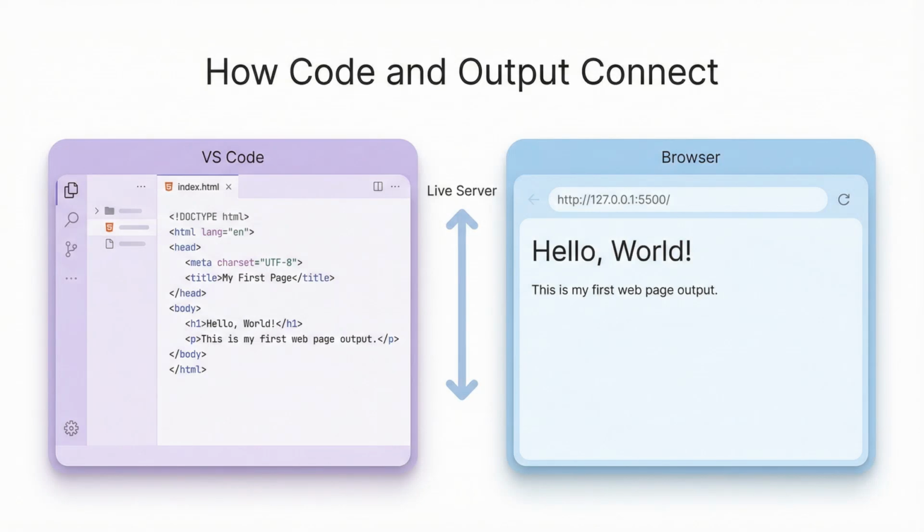The instructor explained this relationship clearly. Every web page has two sides. On one side, you have the code, the HTML you write inside VS Code. On the other side, you have the output, what the browser actually displays. Live Server acts as the bridge between the two. It takes your code, serves it locally, and gives you a link to view the result in your browser. Think of it this way. VS Code is where you write and edit. The browser is where you see the result, and Live Server is what connects them. Without Live Server, you'd have to manually open your HTML file in the browser every time you make a change, which is slow and inefficient.